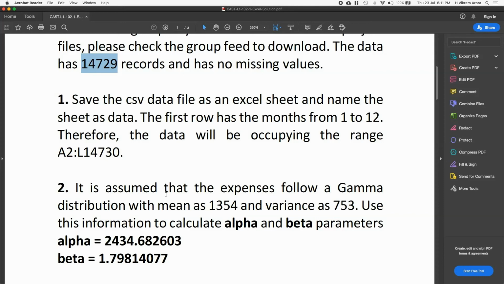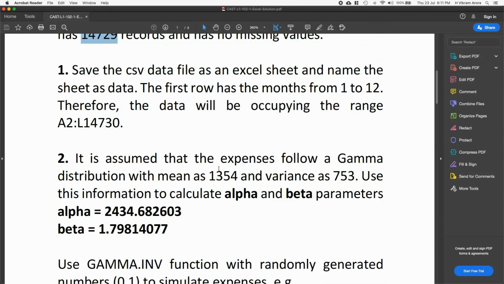So the first thing is that we arrange our data in an Excel sheet. So this is an Excel solution, but of course, as I suggested, you can do this using R or Python as well. Then you arrange the data in the sheet, and expenses follow gamma. So you have to calculate the values for alpha and beta using this information, which is a mean of 1354 and a variance of 753. Using this information, you calculate the alpha and beta values.